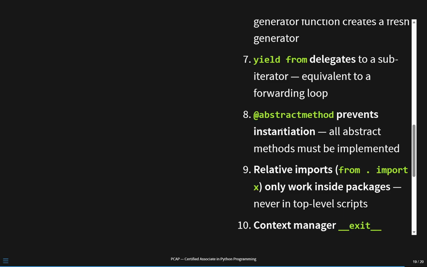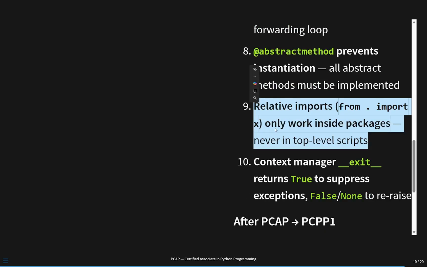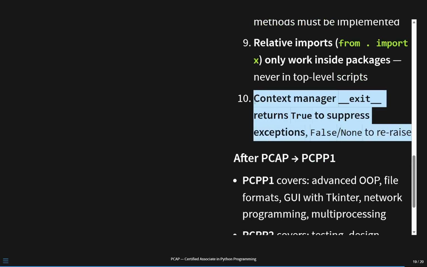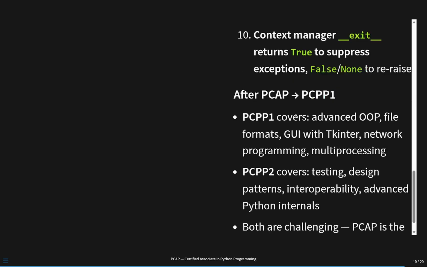Rule 9: relative imports only work inside packages. From a top-level script, from . import x raises ImportError. Rule 10: context manager __exit__ returns True to suppress exceptions, False or None to re-raise. Use @contextmanager for generator-based context managers.